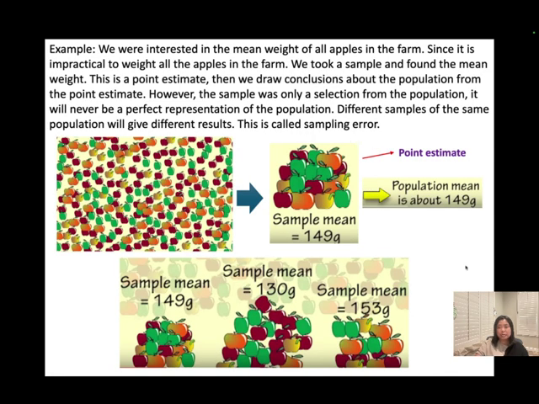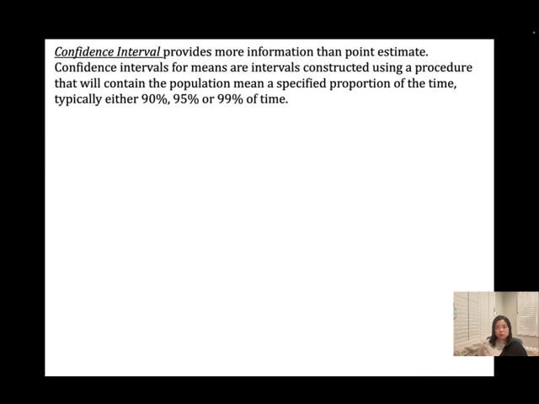So instead of using the sample mean to approximate the population mean, we will construct the confidence interval. Instead of using a single value, we'll use a range of values to approximate the population mean. A confidence interval provides more information than a point estimate. Confidence intervals for means are intervals constructed using a procedure that will contain the population mean a specific proportion of the time, typically either 90%, 95%, or 99% of the time.